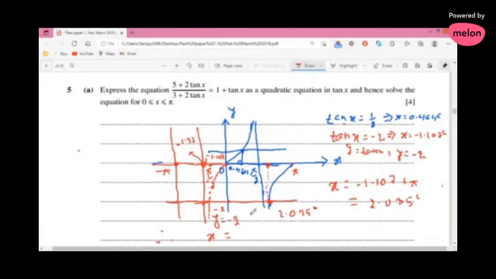So therefore you can say the solution for this equation is, one possible value of x is 0.464 radian, and another possible value where we get the solution for this equation is 2.035 radian, and these are the answers.